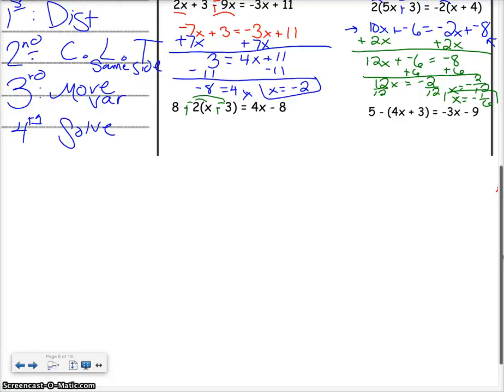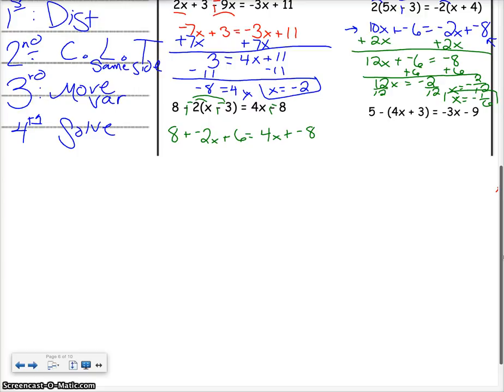Distribute. 8 plus a negative 2x plus a positive 6. Do you see where that came from? Negative 2 times negative 3 is positive 6, equals 4x plus a negative 8. That's step 1.